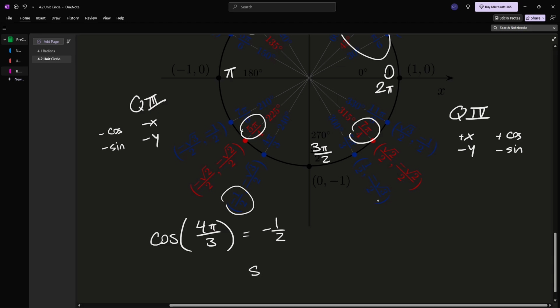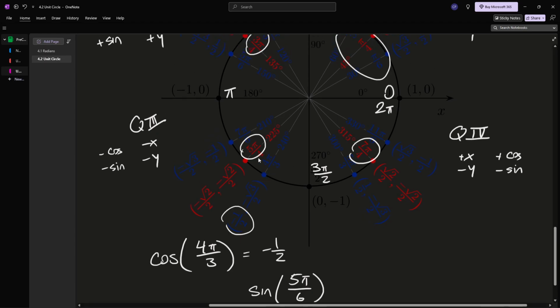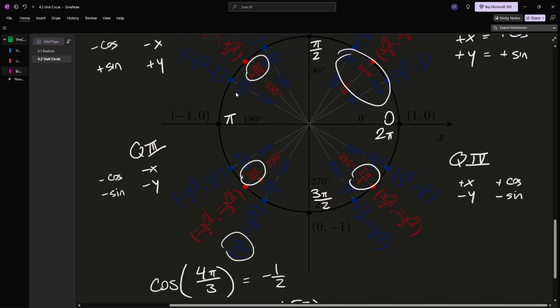If I ask you for sine of 5 pi over 6, I know it's my y value at 5 pi over 6. So look at my unit circle. I find 5 pi over 6. And my y value is also 1/2, but positive this time.